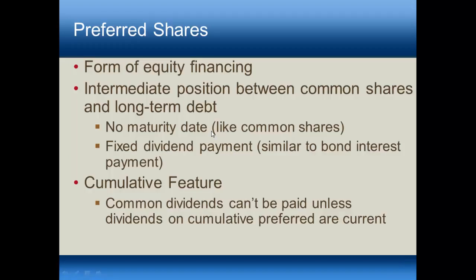For preferred shares, same type of model. We're still talking about a perpetuity. There's no maturity date, but the dividend is fixed. That's already known, so that's similar to a bond, like interest payments. With the cumulative feature, even if the dividends are not paid, they have to be repaid at a certain point in time. They will need to be paid in the next periods before any other type of regular dividends are paid out.